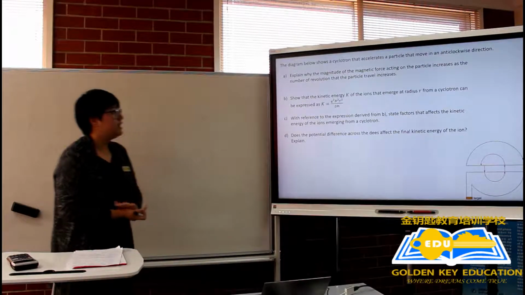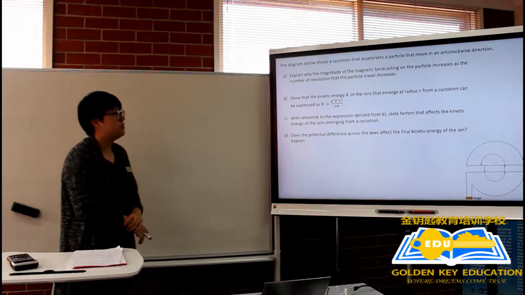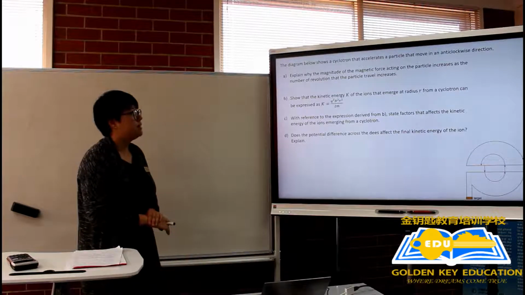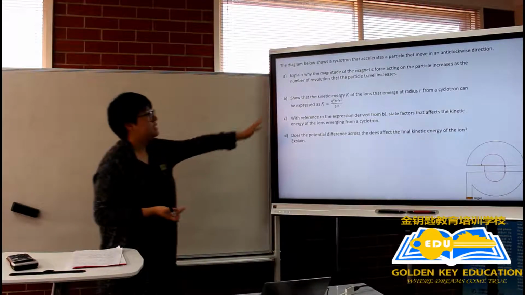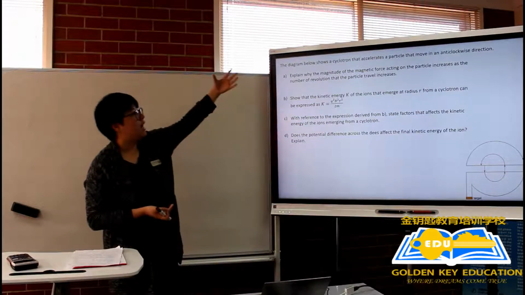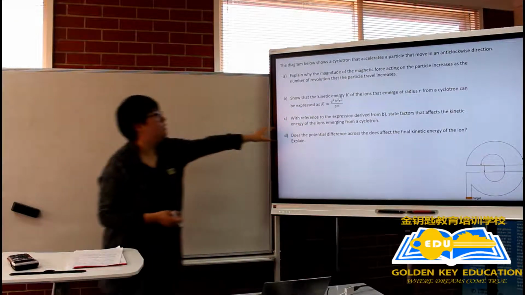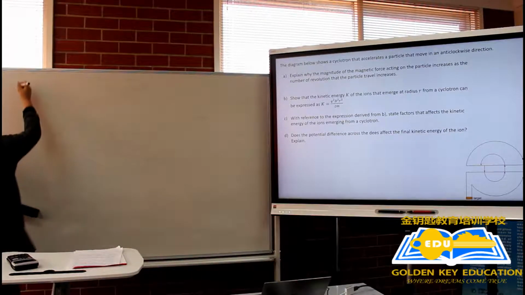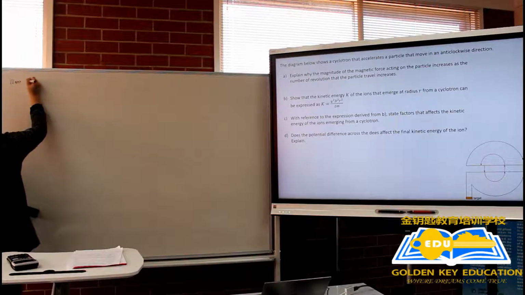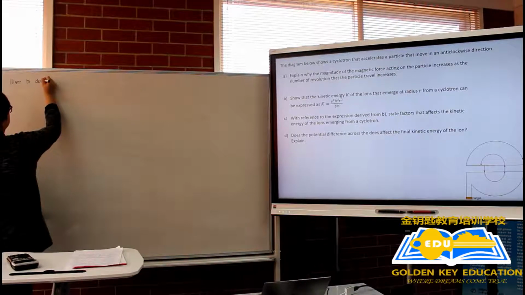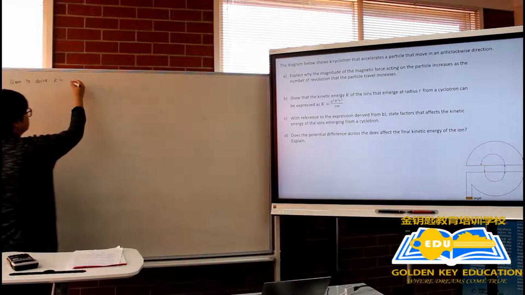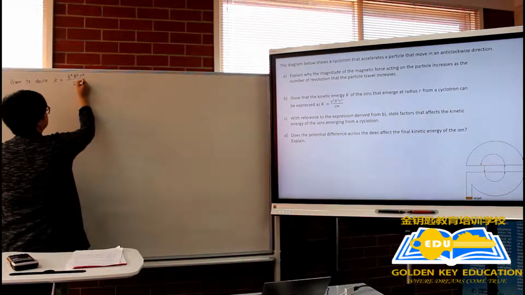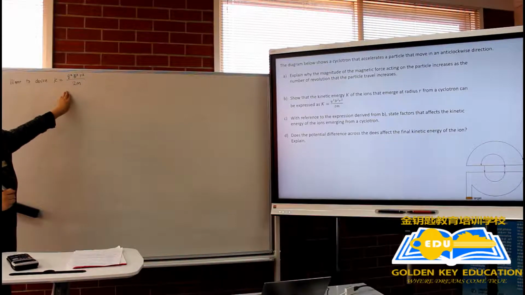Second one: show that the kinetic energy K of the ions that emerge at radius r from a cyclotron can be expressed as K equals Q squared B squared R squared divided by 2m. It doesn't have to be an ion, any type of particle will also follow this law here. So we want to derive K equals Q squared B squared R squared divided by 2m here.